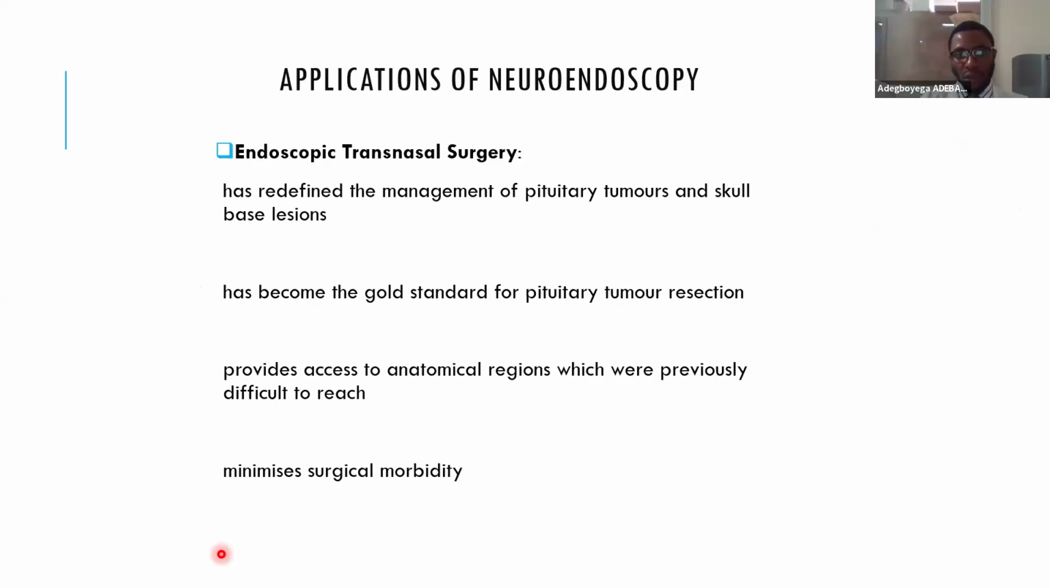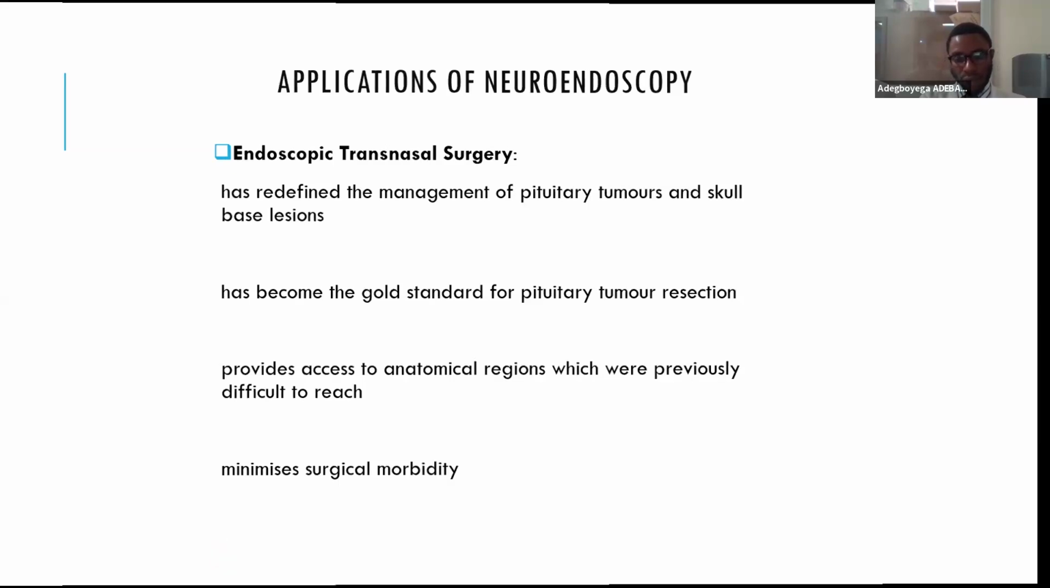What are the applications of neuroendoscopy? First, endoscopic transnasal surgery. This approach has redefined the management of pituitary tumors and skull-based lesions and has emerged as the gold standard for pituitary tumor resection. The endoscopic approach via the nasal passages provides access to anatomical regions that were previously difficult to reach and is associated with minimal surgical complications compared to the open surgical approach.